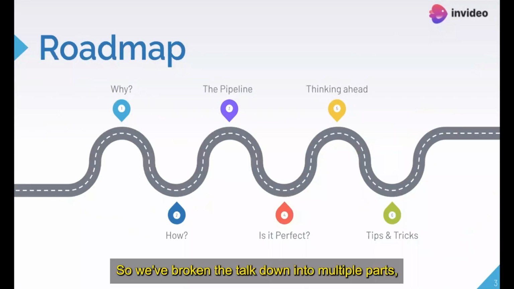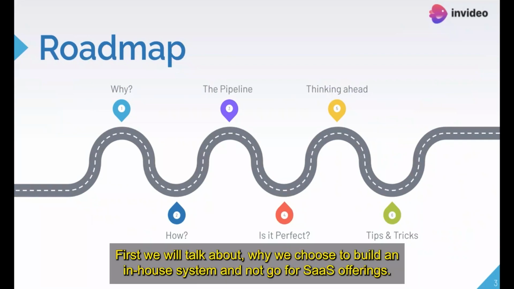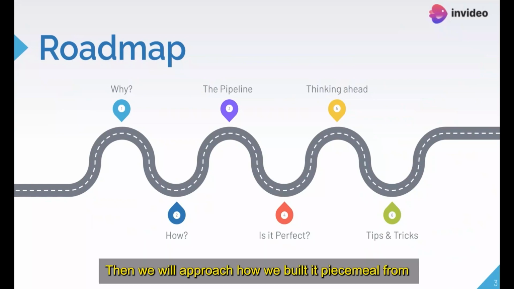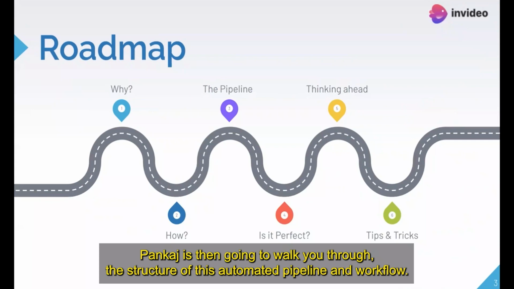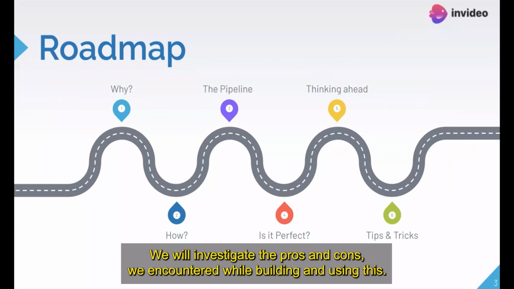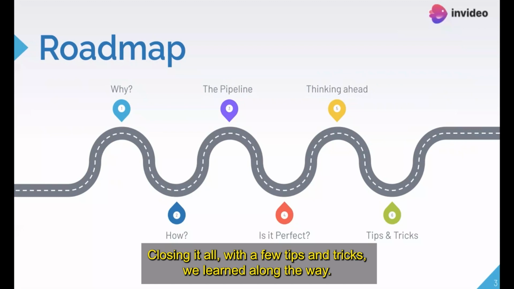So we've broken the talk down into multiple parts as a roadmap to walk you through for easy navigation. First, we will talk about why we choose to build an in-house system and not go for SaaS offerings. Then we will approach how we built it piecemeal from both open source software and SaaS products we were already using and paying for. Pankaj is then going to walk you through the structure of this automated pipeline and workflow. We will investigate the pros and cons we encountered while building and using this. Then we'll chat a little about what we have planned for the future and possibly are already building, closing it all with a few tips and tricks we learned along the way.